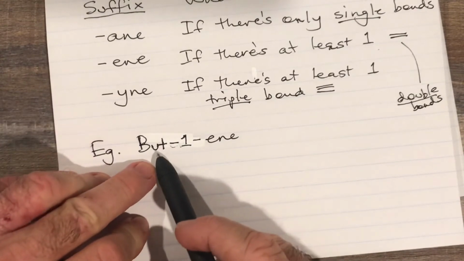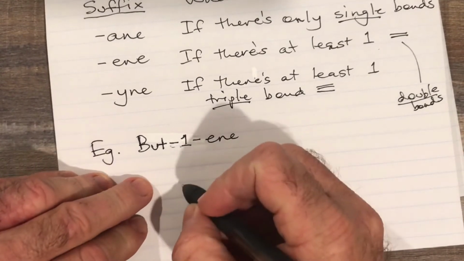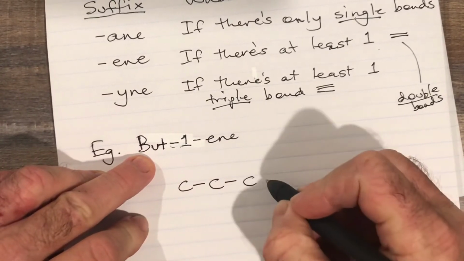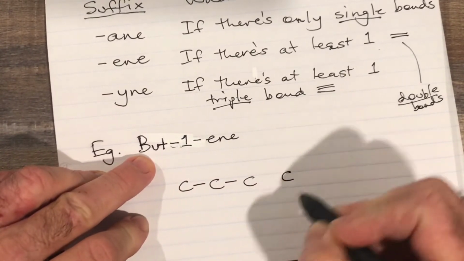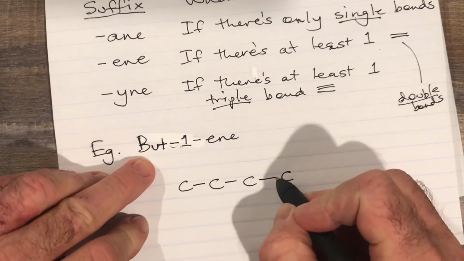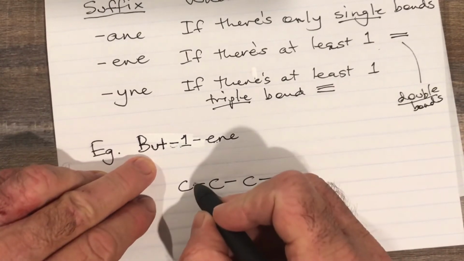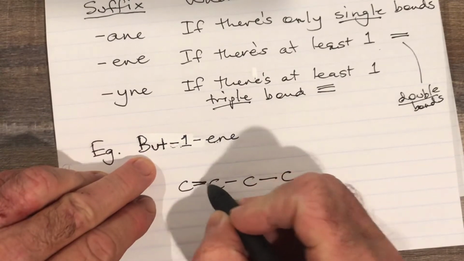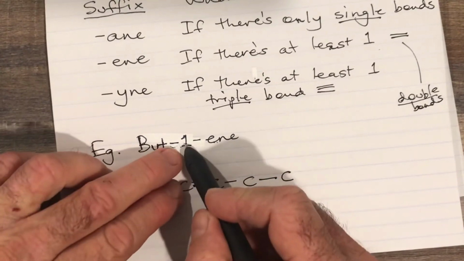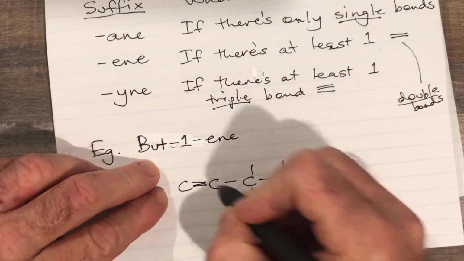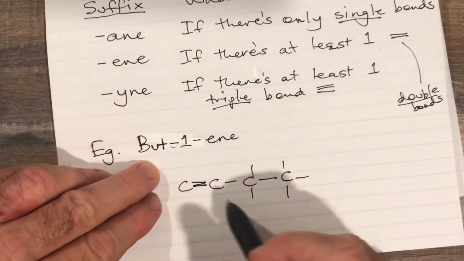Here's an example. If we were to draw but-1-ene. Bute, there's 1, 2, 3, 4 carbons in the main chain. It ends in ene, so there's at least one double bond. We'll deal with the one in a second. There's at least one double bond, so there you have it. That's how you draw but-1-ene.